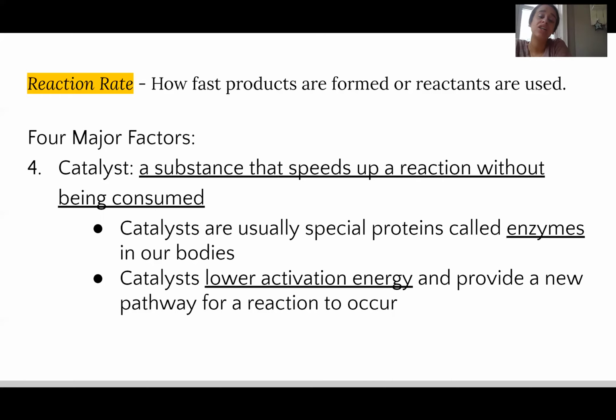So catalysts lower the activation energy. They make that bump smaller because they provide a new pathway for a reaction to occur. They can align the collision to be more beneficial and quicker. But it's important to note that they're not changing the final energy of the products or the reactants. They are simply making the bump smaller. So they're making the hill to climb over smaller, meaning the reaction is more likely to happen because it's going to require less energy.